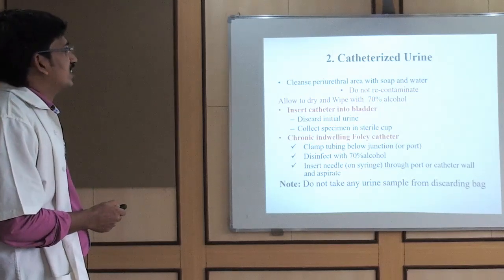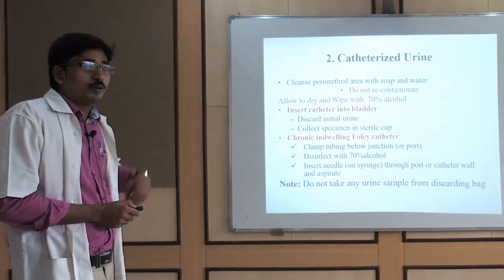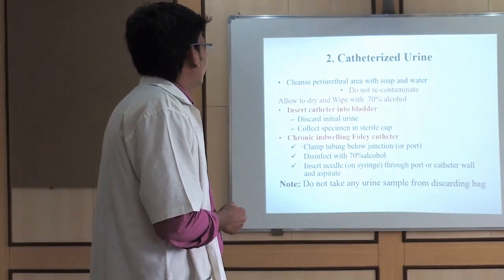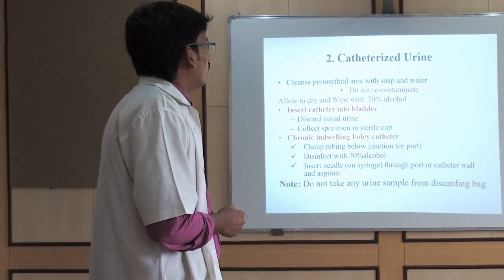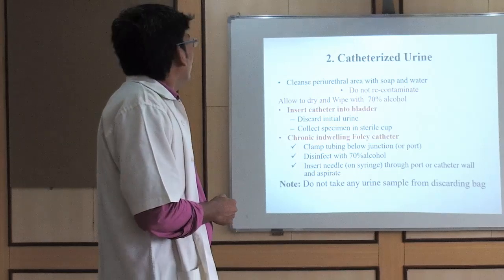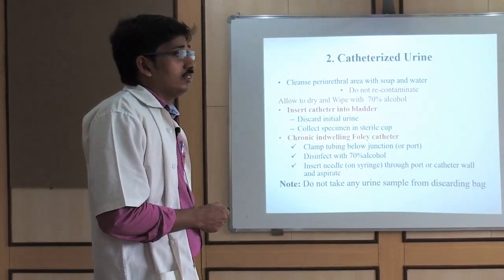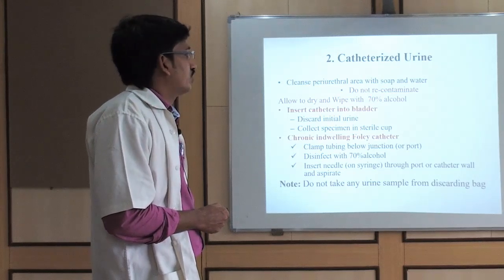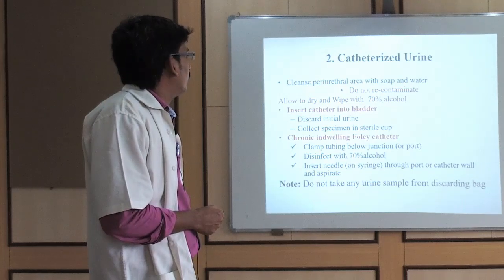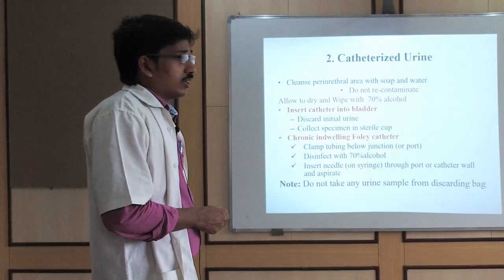Now coming to catheterized urine. Okay, it is very important. This is mostly useful for patients having some underlying disease condition, or for some children. First clean the periurethral area with soap and water, then apply some spirit or sterile saline to decontaminate, then insert the catheter into the bladder, then discard the initial urine, then collect the specimen into a sterile cup.